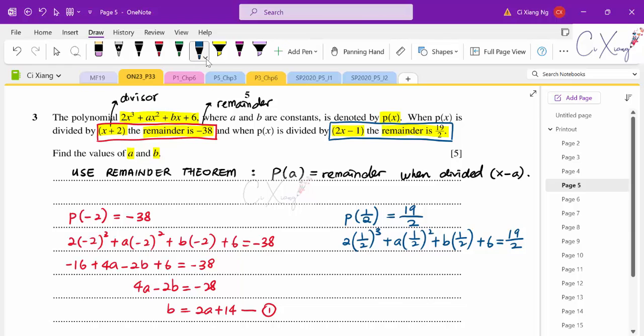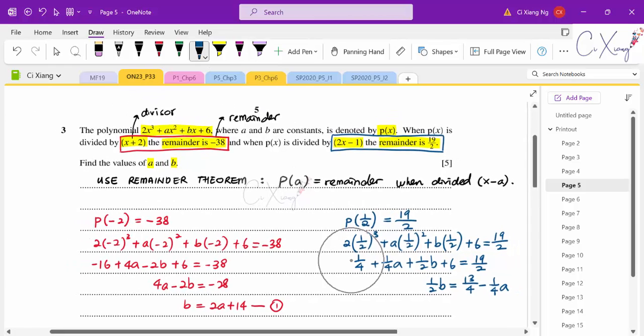Of course you need to use a calculator, or maybe you need to do some calculation here. Then this is what you get: 1 over 4 plus 1 over 4a plus 1 over 2b plus 6 equals 19 over 2. Then please kindly simplify your equation further. I'm having half b equals 13 over 4 minus 1 over 4a. Right, and I will treat this as the second equation.